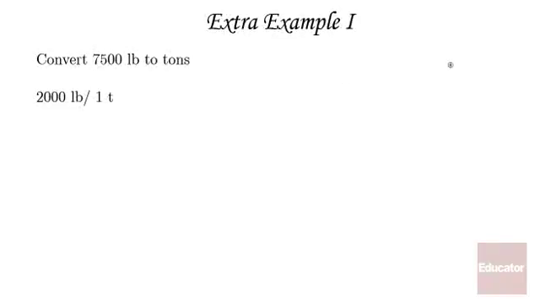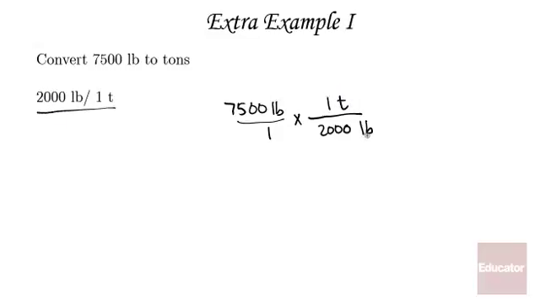Convert 7,500 pounds to tons. So we're going to put 7,500 pounds over 1, and we're going to put pounds diagonal in our conversion factor. So it's going to be 2,000 pounds over 1 ton. Notice that I did not use the conversion factor as it was given. I put pounds on the bottom because the pounds and the pounds will cancel each other out, leaving me with tons, which is what we want. So on top, I have 7,500 times 1, and on the bottom I have 1 times 2,000.